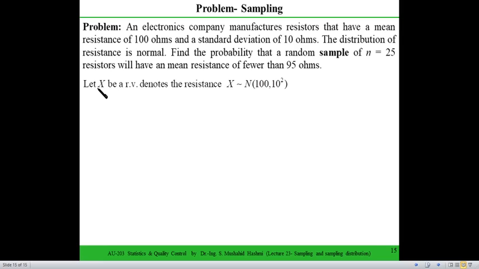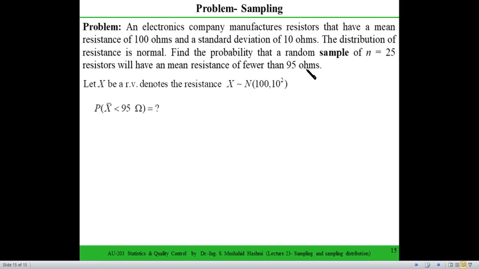We need to find the probability that a random sample of size 25 resistors will have a mean resistance of fewer than 95 ohms. So we are taking a random sample of size 25, and we are interested in calculating the probability that the mean resistance is less than 95 ohms. Let the population be represented by X, a random variable, normally distributed with mean mu and variance 10 square, because the standard deviation is 10. From that population we take different samples, and the sample mean X bar is what we need: the probability that the sample mean is less than 95 ohms. That is what is intended in the problem.